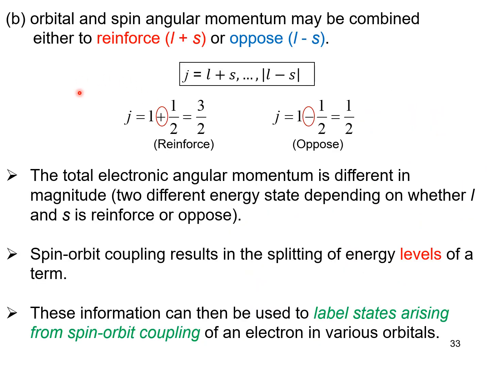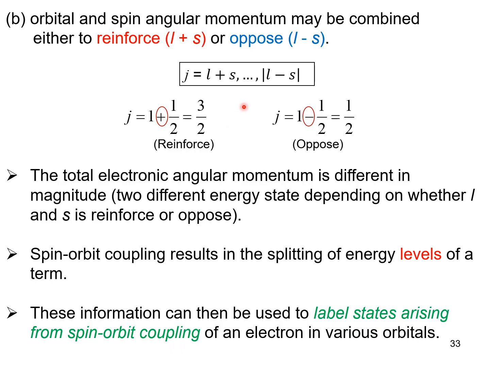There is another way to determine the value of J, which involves the summation to find the maximum, and also the difference between L and S to find the minimum. For example, what we have seen just now, when we have one electron in the p orbital, the maximum value of J equals 1 plus half, which is 3 over 2, because L equals 1 and S equals 1 over 2. The minimum value of J can be quantified using L minus S, which is 1 minus 1 over 2. So you will get 1 over 2 as the minimum value.